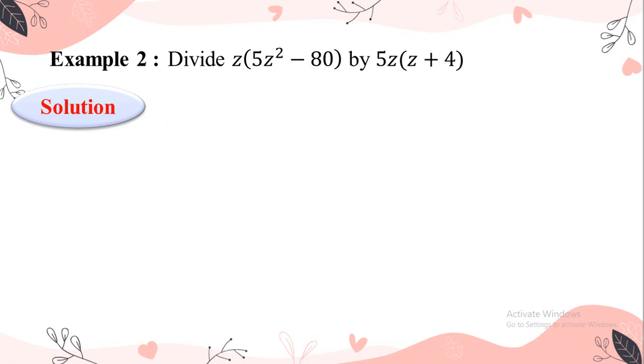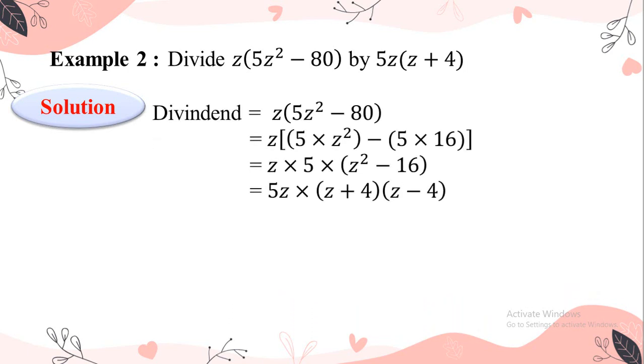Now, let's work on another example, example 2. Divide z times 5 times z squared minus 80 by 5 times z plus 4. Now, I invite one student to go to the board. Thank you. Solution to example 2.